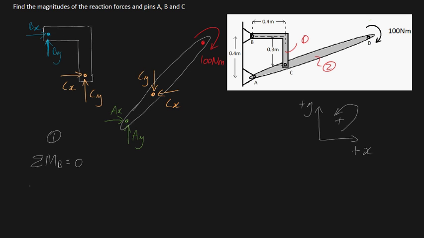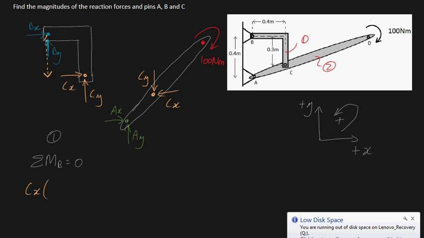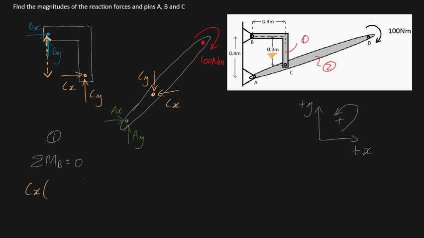Well, it's going to be Cx, and it's going to be positive, because it has a tendency to rotate this object around point B in the positive counterclockwise direction. So it's going to be Cx times our perpendicular distance from our force to our axis of rotation, which is this distance just here, which we know from our question is actually 0.3 meters. So we're going to be multiplying by 0.3 meters, right?